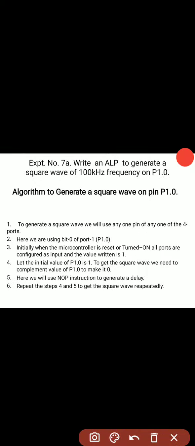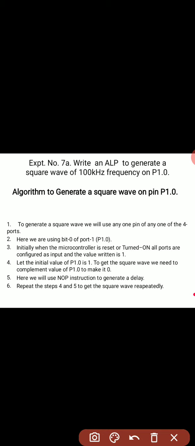Moving to the next slide, as usual, we will first see the algorithm. Then we will see how to calculate, because this delay generation requires some calculations. Then we are going to see the program and the result.